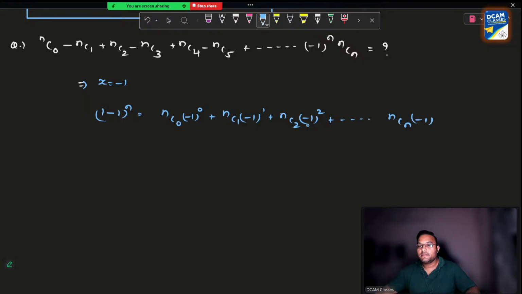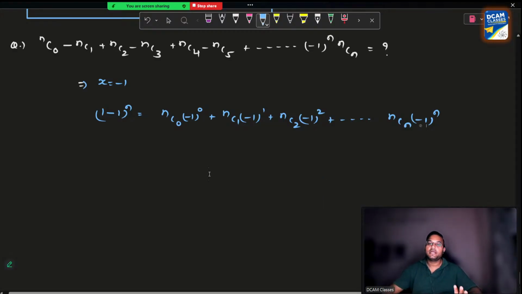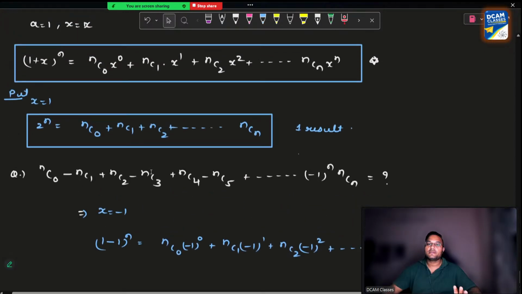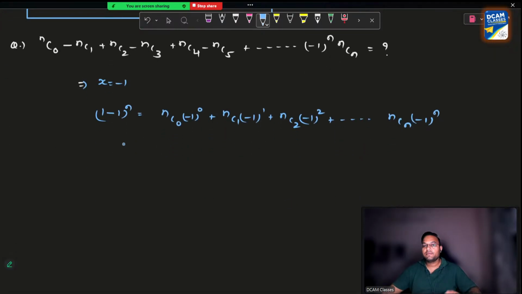nCn minus 1 whole power n. Okay, now this thing is 1. What I have done, I have just put x equal to minus 1. That's all. When x is equal to minus 1, 1 minus 1 will be 0, so it will be 0 power n, which is 0 only. Here you'll get nC0, but this is minus, so you'll get minus nC1 plus, minus 1 whole square is plus only, you'll get nC2. Here again an odd term will come, minus 1 whole cube, it will become minus nC3 plus and so on, minus 1 whole power n into nCn.